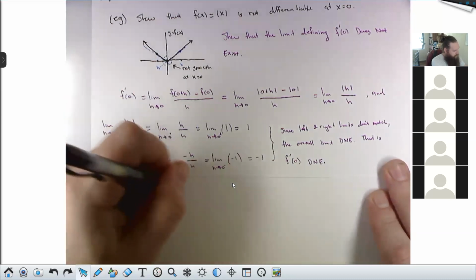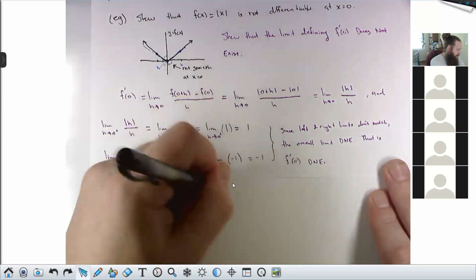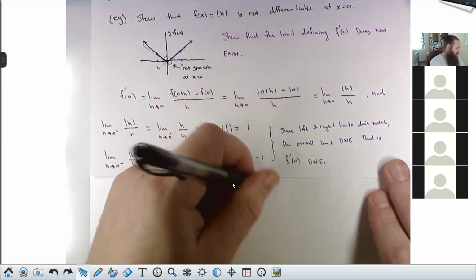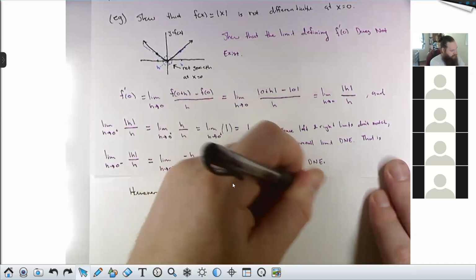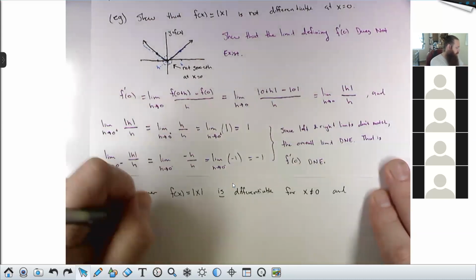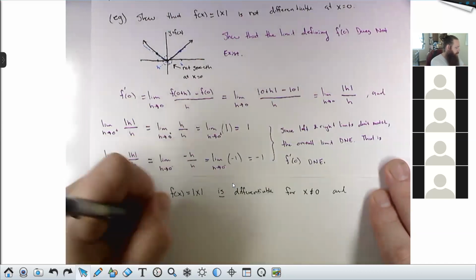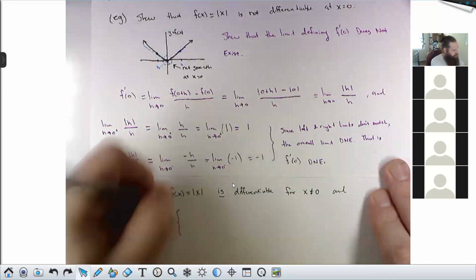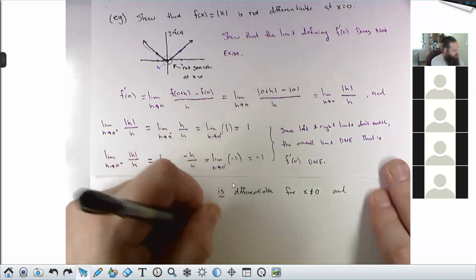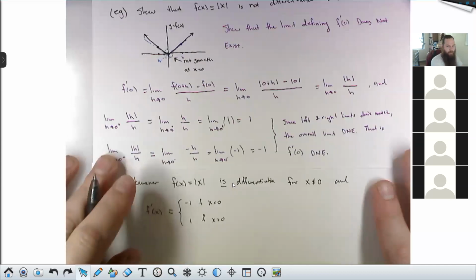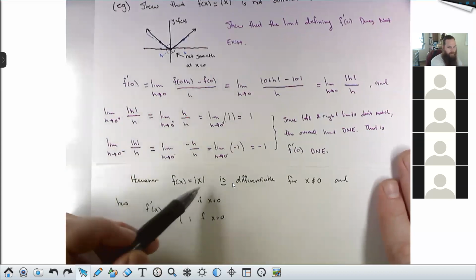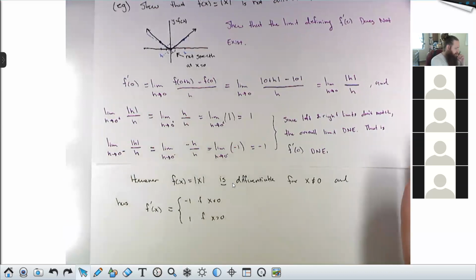However, f of x equals absolute x is differentiable for any other x values and has derivative f prime of x defined piecewise: -1 if x is less than 0 and +1 if x is greater than 0. There's a bunch of ways to get that. You can remember that the absolute value of x is just -x if x is less than 0 and +x if x is greater than 0.